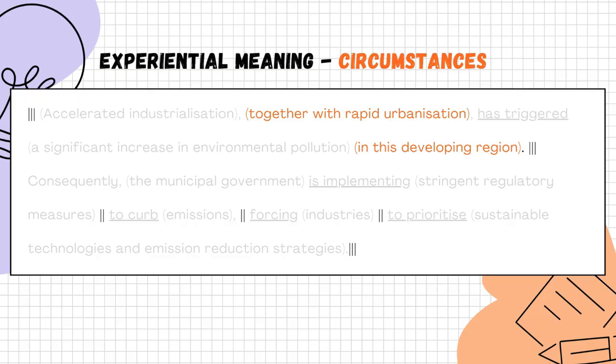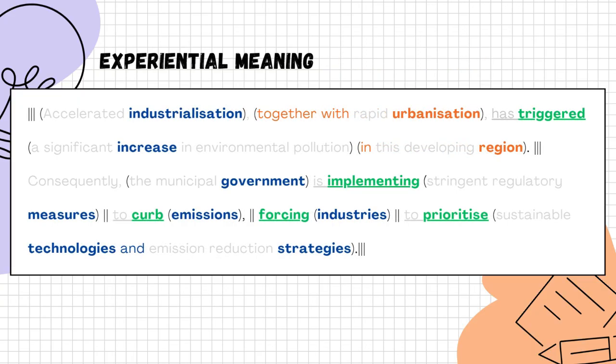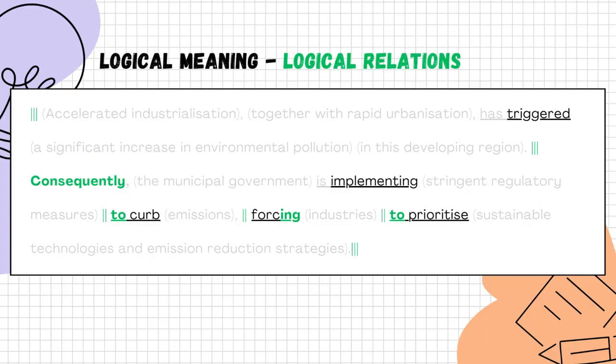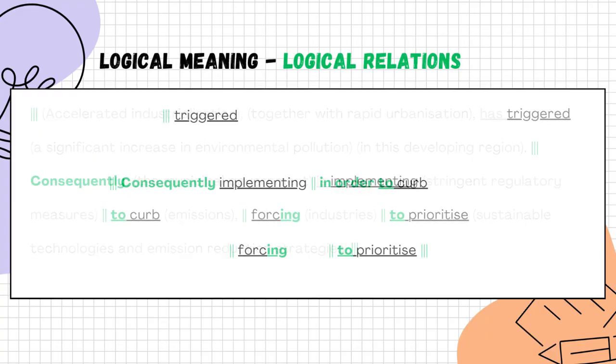Combine all that together to shift our focus to the head of each group, and we now know where to look when we want a quick mental summary of what's going on. Industrialization with urbanization triggered an increase in this region. The government is implementing measures to curb emissions, forcing industries to prioritise certain technologies and strategies. Just by looking at the head of each group, we can infer the rest of the information based on the context. Let's swap over to the logical meaning lens now.